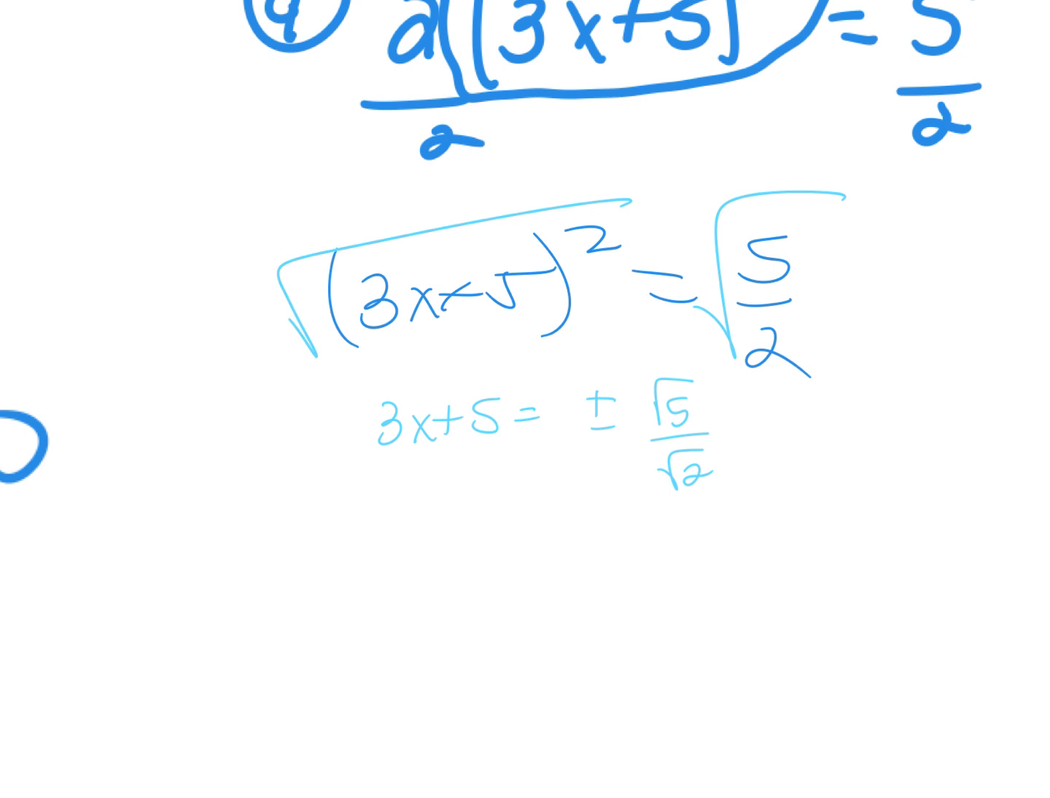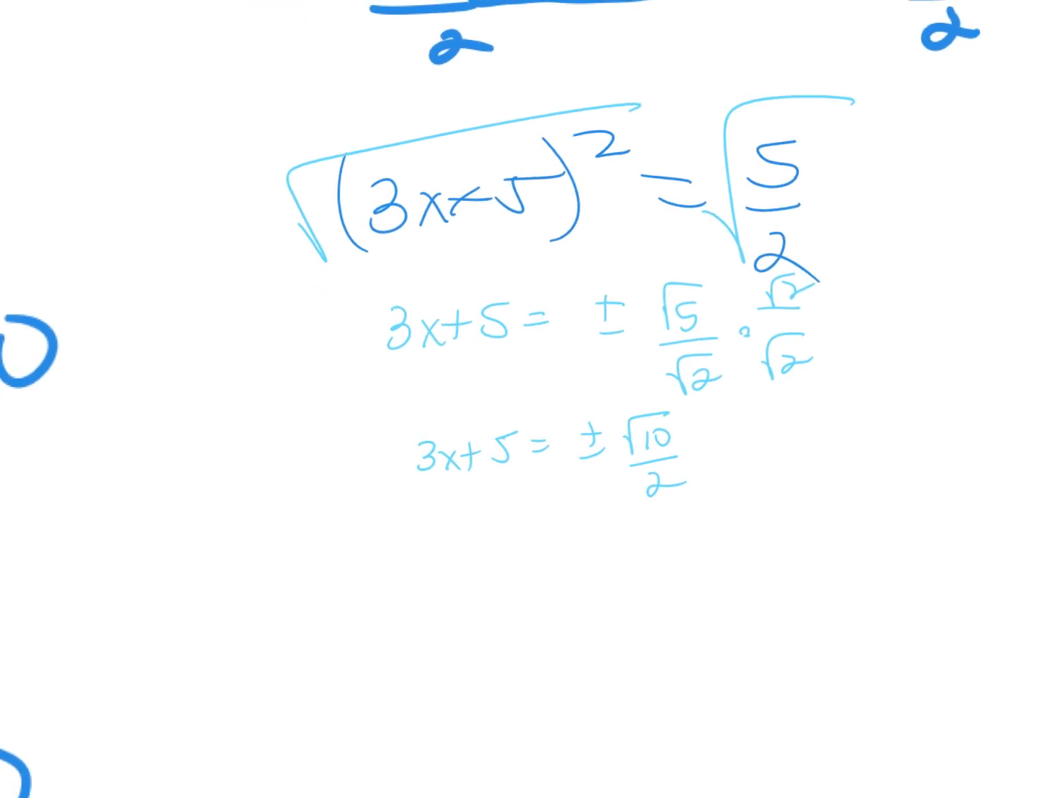Now guys, do we ever leave a square root in the denominator? Absolutely not. So I'm going to go ahead and rationalize. I'm going to multiply the top and bottom by the square root of 2. So I have 3x plus 5 equals plus or minus square root of 10 over 2. Now we cannot simplify that because the square root of 10 is not the same as the whole number 10. So make sure you're aware of that.